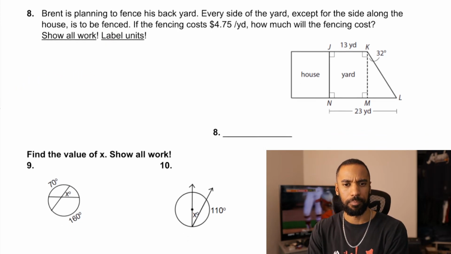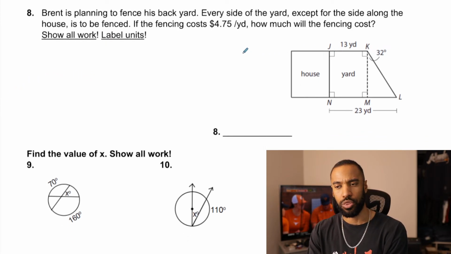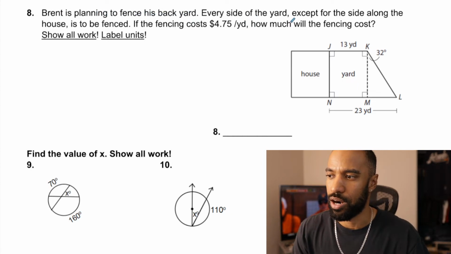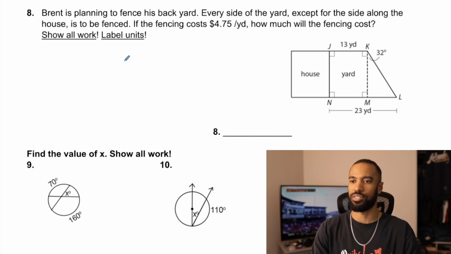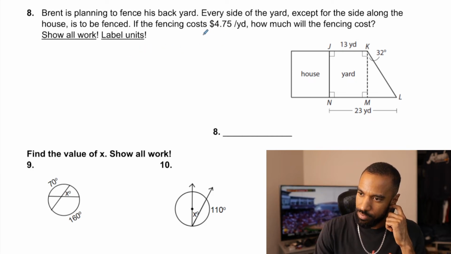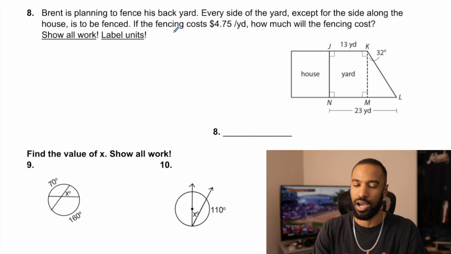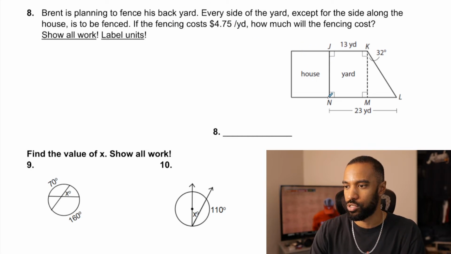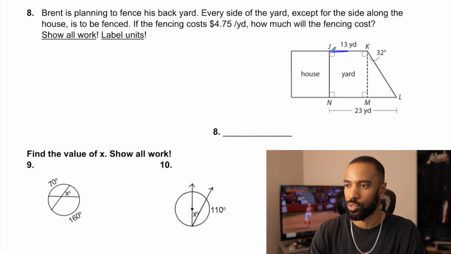Got a word problem. Looks like trig may be involved because of the 32-degree thing. Brent is planning to fence his backyard. Every side of the yard except for the side along the house is to be fenced. If the fencing costs $4.75 per yard, how much will the fencing cost? Show all work, label units. Well, here's his house. No fencing on the house itself, I suppose. Here's the yard right here. We're going to build fence along anything that's blue.